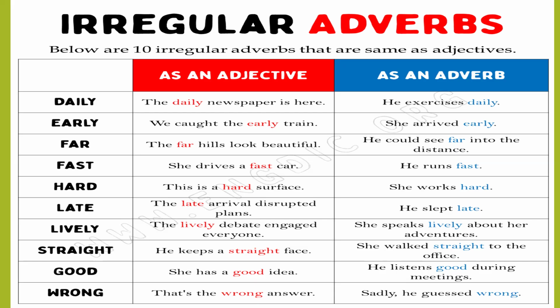So daily acts as both an adjective and an adverb; likewise early, far, fast, hard, late, lively, straight, good, wrong. All these words do not carry ly as a suffix. The points to be noted: daily, early, far, fast, hard, late, lively, straight, good, wrong. Wrong sometimes takes wrongly also, but mostly these words do not take ly as a suffix. In this way, you will take care of sentence errors. How to avoid sentence errors?